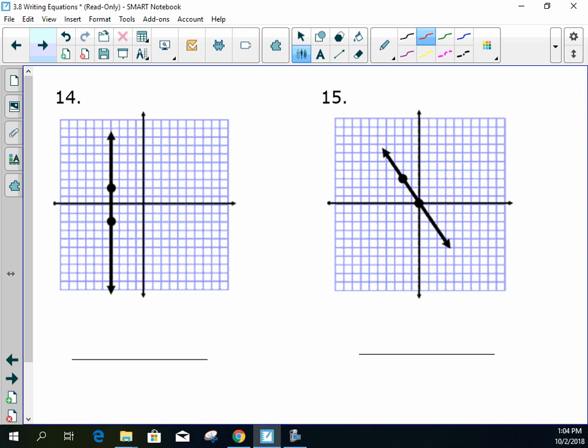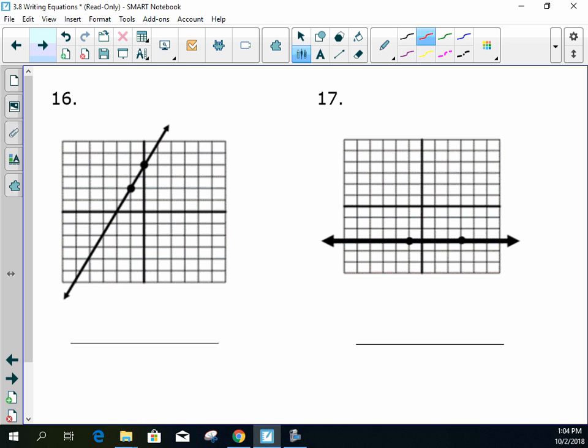What kind of line is 14, kids? Vertical. So what do I write? Do I write y equals? Vertical line, I only have what value? What does x equal? 1, 2, 3, 4. Negative 4. That's your x value. That's what you write. X equals negative 4.